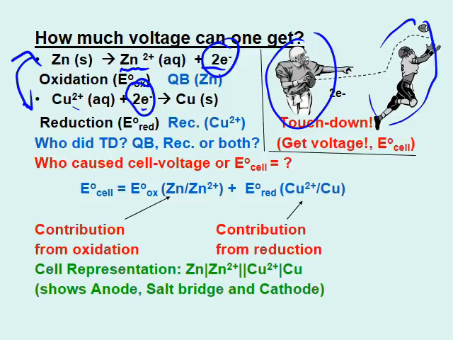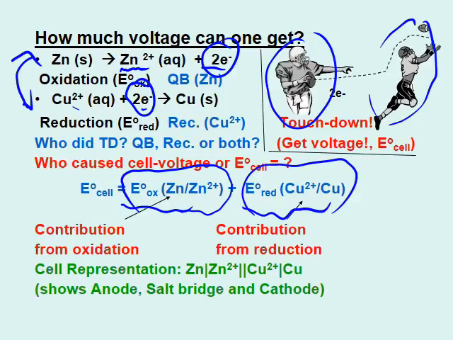Each half reaction is very important. So you have to add the contribution of both in order to get the cell voltage, or the voltage you can get by using a voltaic cell. So on the left-hand side, this is the contribution coming from the anodic part or oxidation reaction, and the right-hand side is the contribution coming from the cathodic reaction or reduction reaction.